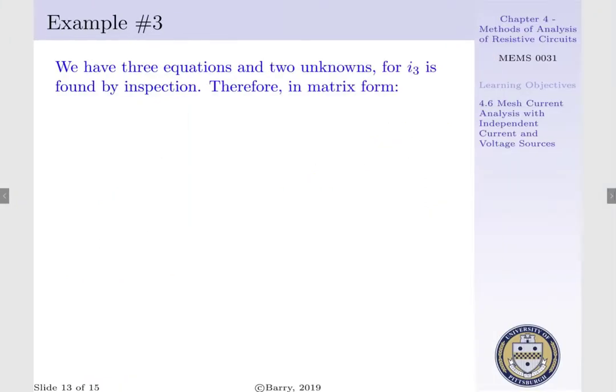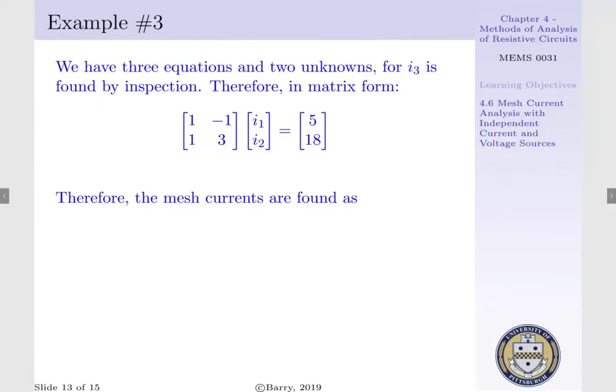We have three equations and two unknowns. For I3 is given or determined by inspection to be equal to 4 amps. Therefore, in matrix form, after substituting in our known value for I3, as well as the values for our resistances, we have 1I1 minus 1I2 is equal to 5. This comes from our super mesh equation. And we have 1I1 plus 3I2 is equal to 18. This comes from our KVL equation.